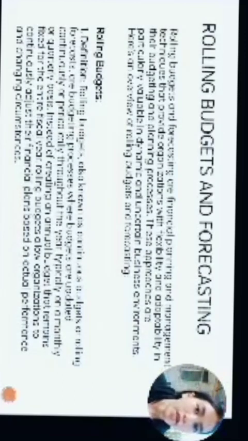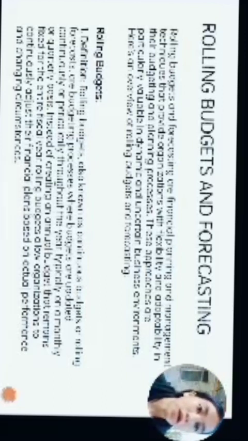Then, rolling budget and forecasting. Rolling budget and forecasting are financial planning management techniques that provide organizations with flexibility and adaptability in their budgeting and planning processes. These approaches are particularly valuable in dynamic and uncertain business environments. Here's an overview of rolling budget and forecasting.